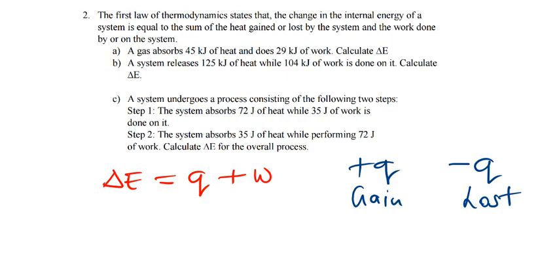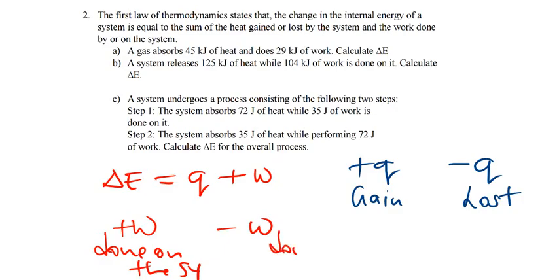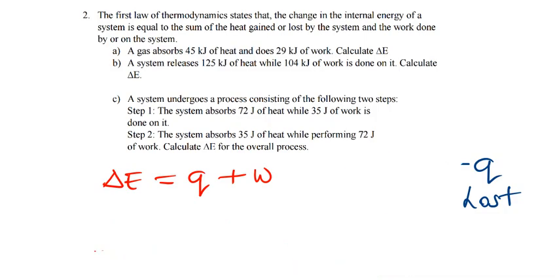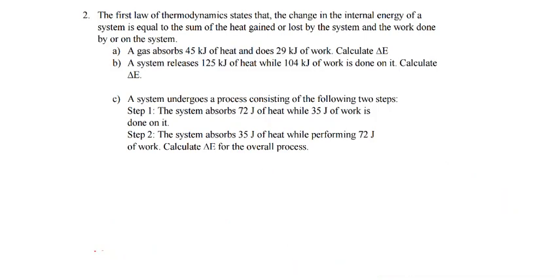Then the other part is work. It can be positive or negative. Work is positive when it's done on the system. It is negative when work is being done by the system. Okay, that is very simple for us to understand. Now applying that concept, we should be able to answer all these questions A, B, and C.